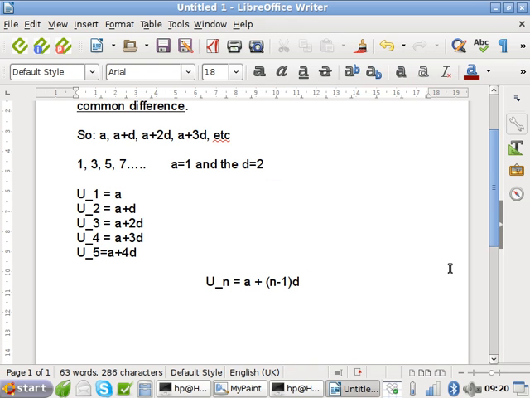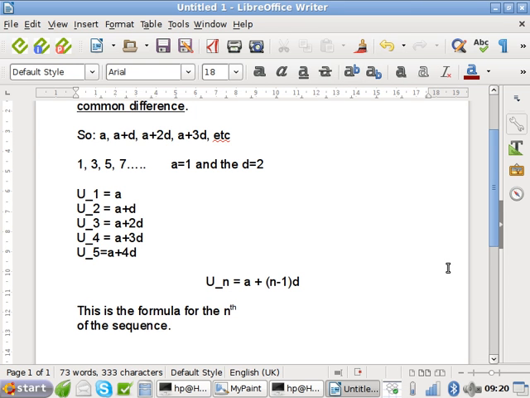Okay, so we have only two formulas to do. The first is to find the nth term. So this is the formula for the nth term of the sequence.